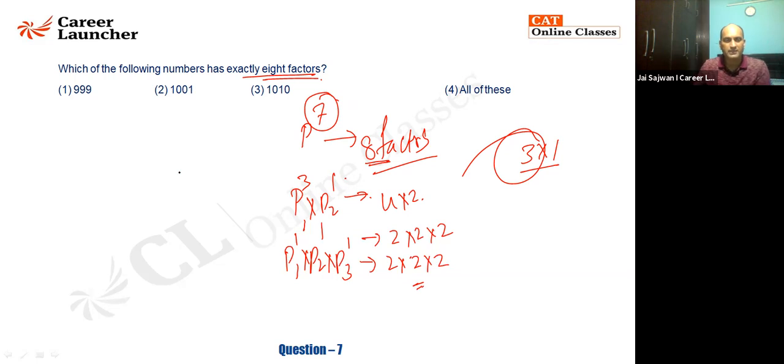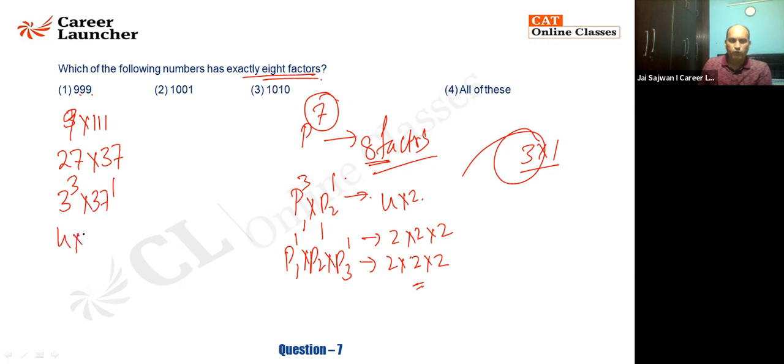So how will 8 factors come? 8 factors will come like this. Which of the following numbers have exactly 8 factors? So look at this. This is 9 into 111. So I'll say 27 into 37, so it is 3 cube into 37 to the power of 1. 4 twos are 8 factors. Yes, very good. I got exactly 8 factors of this.